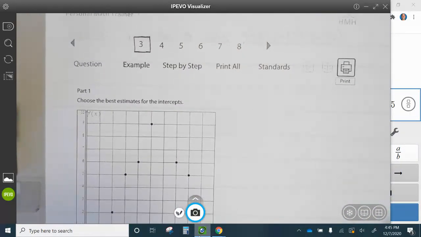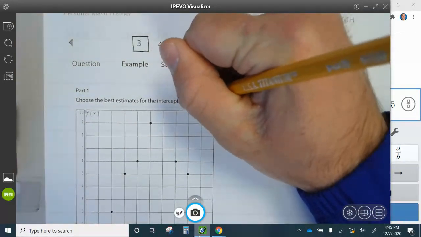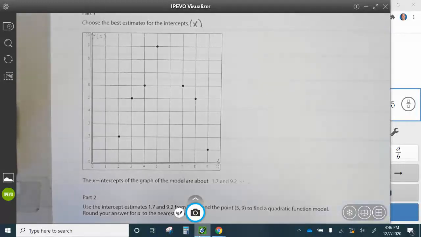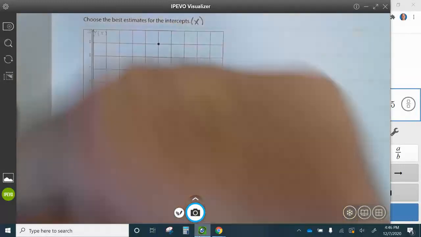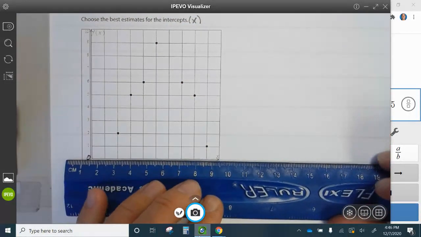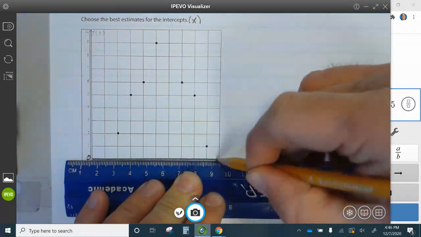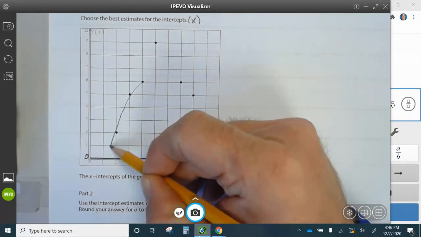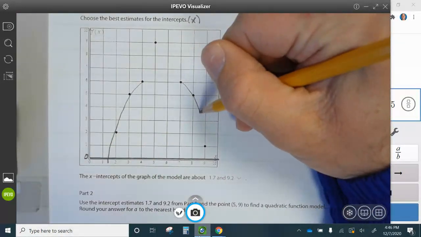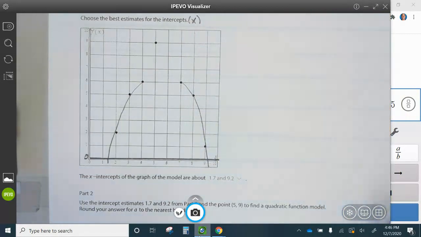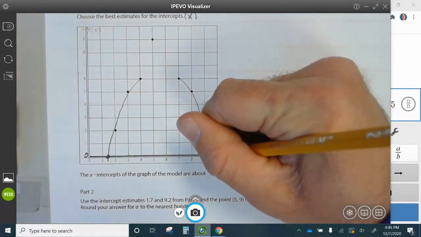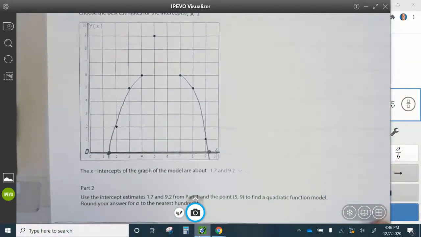Question 3. Choose the best estimate for the intercepts. Now when they say intercepts, we're talking about the x-intercepts. You want to find the x-axis, which is where y is 0. That's here. So this is the x-axis. That's where you're going to find your x-intercepts. Now follow the points. You're there, and you're there. So our x-intercepts are 1.7 and 9.2.